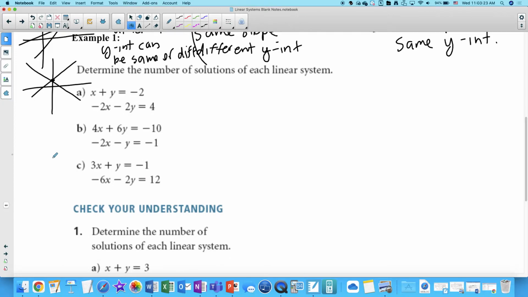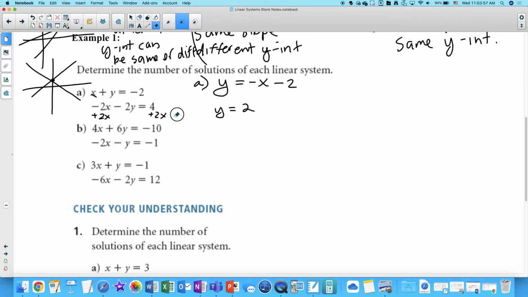Okay, so let's start with A. I know I'm going to run out of space here, so I'll have to work downwards. If we convert these into slope-intercept form, for the first one, can you guys see we just have to subtract x from both sides? Yeah? So in slope-intercept form, this will be y equals negative x minus 2. Right? And for the second one, I could start by adding 2x.